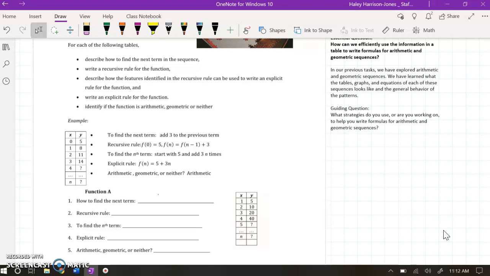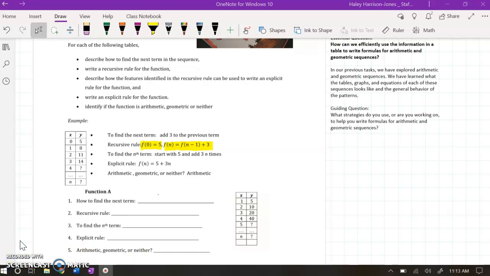We have a table with x and y that goes 0, 5, 1, 8, 2, 11, 3, 14. Our description is, to find the next term, we add 3 to the previous term. That helps us write our recursive rule. We start with 5. Our current term is equal to our previous term plus 3. To find the nth term, we start with 5 and add 3 each time.